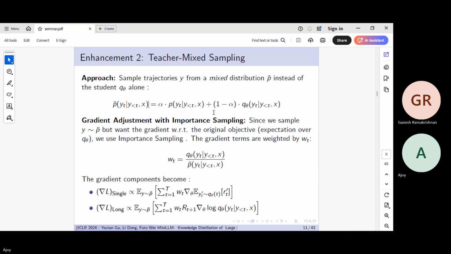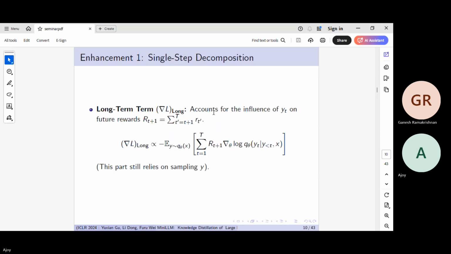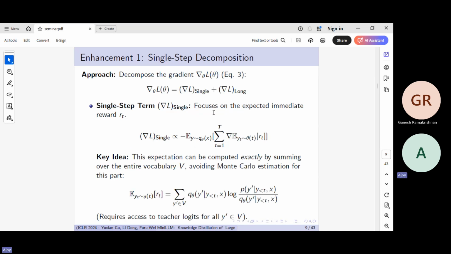Next slide. So to address the problem of reward hacking, they converted delta L theta into delta L single, the token reward, and delta L long. The current reward they will focus on more, and it is a fixed value, and for delta L long they are now only sampling.